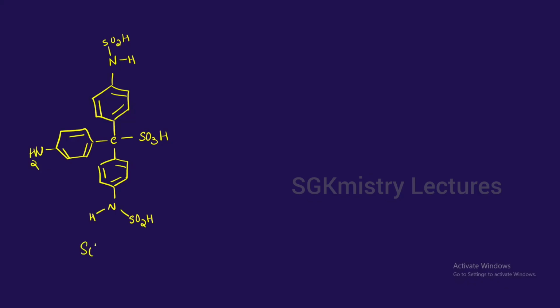This is the Schiff's reagent. Now this, in the presence of aldehyde, we know that only in the presence of aldehyde, a pink color is observed. So again, it reacts in 1:2 ratio. So here, carbon. So let us start writing the structure.